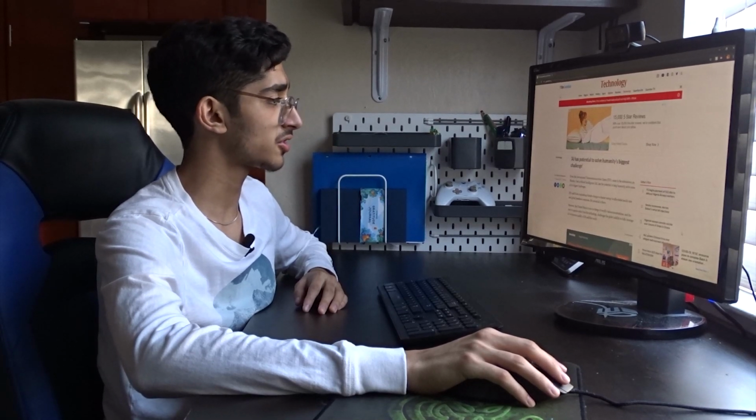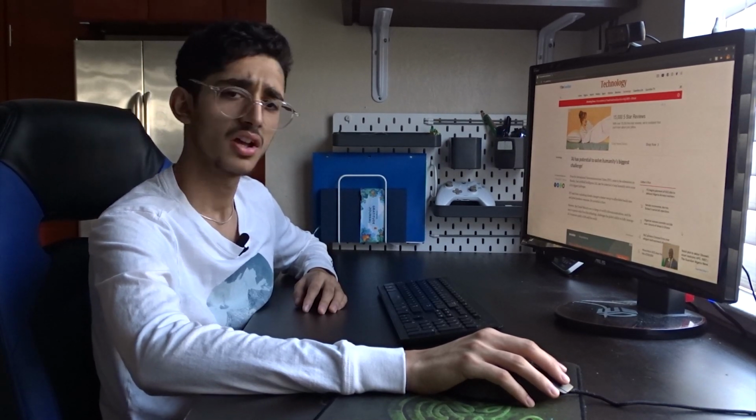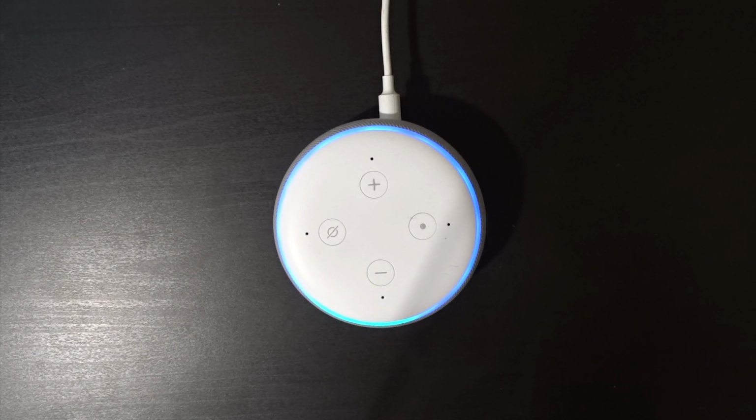AI has potential to solve humanity's biggest challenge. Alexa, what's AI stand for? AI stands for Artificial intelligence, machine learning, and neural networks.